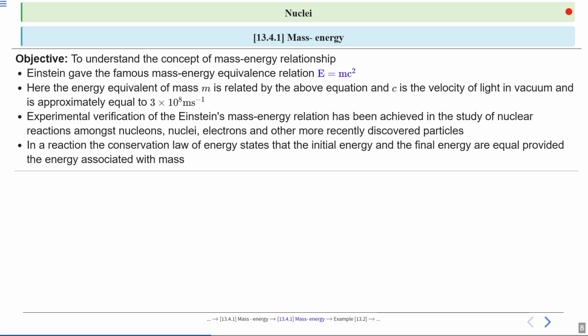Finally, let's connect this to the law of conservation of energy. In any reaction, the total energy before and after must be the same, but we now know to include the energy associated with the mass as well. This means that if mass seems to disappear in a reaction, it's actually been converted into energy, keeping the total mass energy conserved.